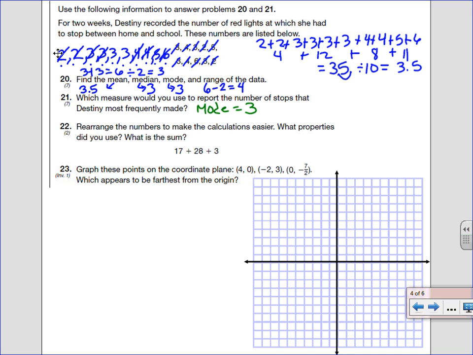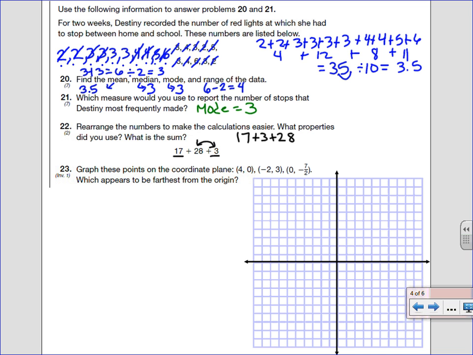Then in number 22, we rearrange the numbers to make the calculations easier. What property did you use? What is the sum? The first one I'm going to do: I see something that ends in a 7 and I see a 3. I know that 7 and 3 add up to something that ends in a 0, which makes my calculations easier. So I'm going to switch the places of the 28 and the 3.